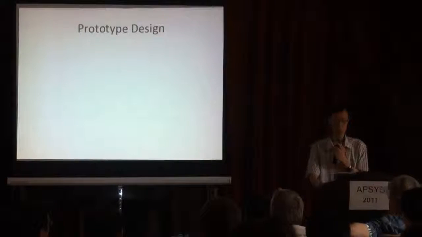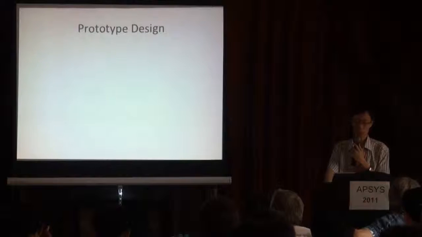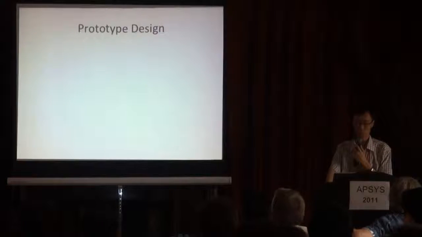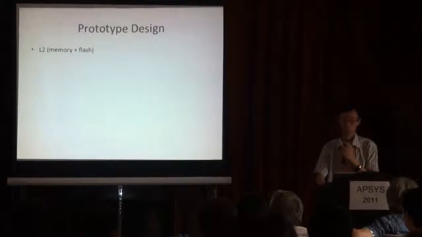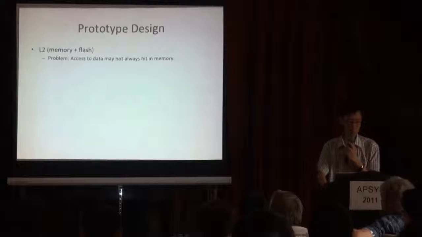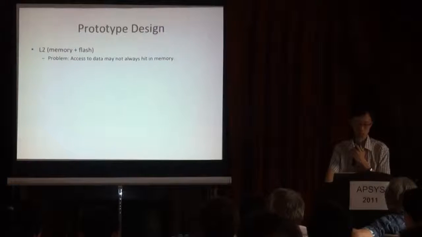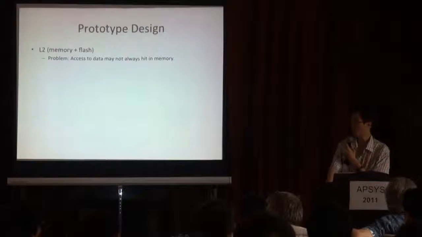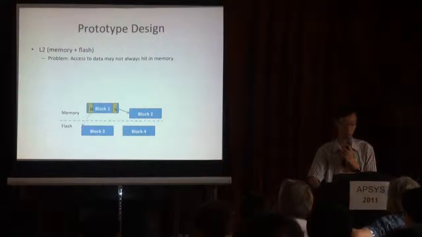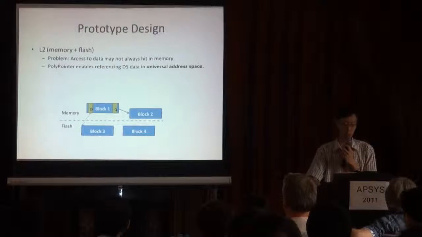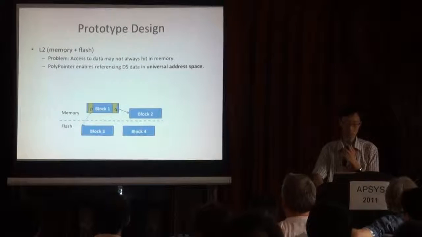We've seen Slim data structure policies and how they are employed to compose the application. Now let's take a look at the design for the prototype. We start from the L2 cases where there are only memory and flash. In data structures, pointers are commonly used. The problem is that the data being referenced may not always reside in the memory. So we developed the polypointer mechanism to assign universal address to data managed by Slim.